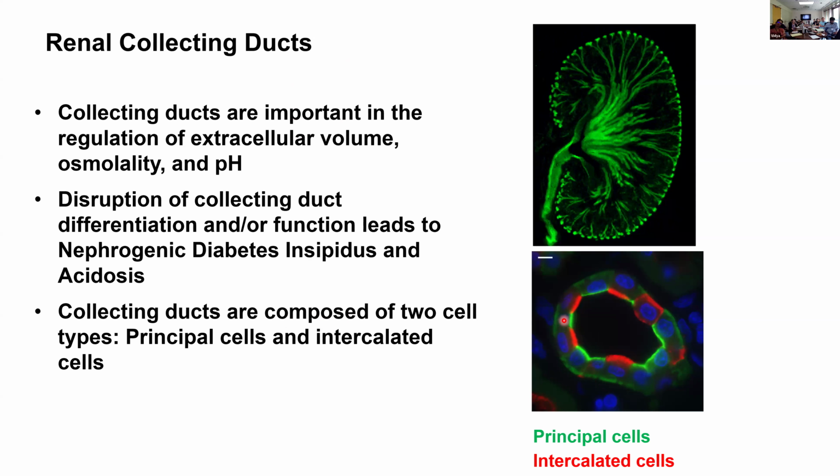Aquaporin is a Nobel Prize finding. The intercalated cells are labeled here in red. Those cells are mostly involved in pH regulation. So defects in these cells can really generate diseases like nephrogenic diabetes insipidus and acidosis.